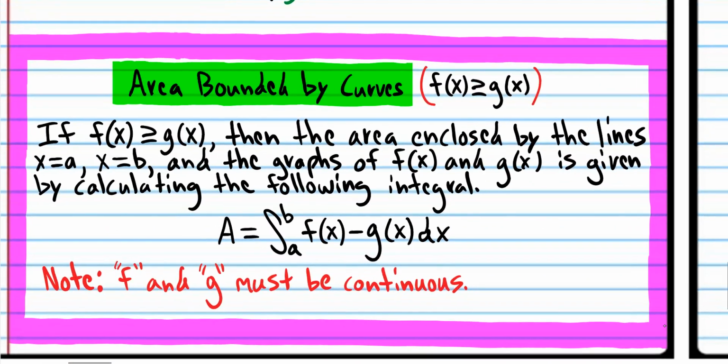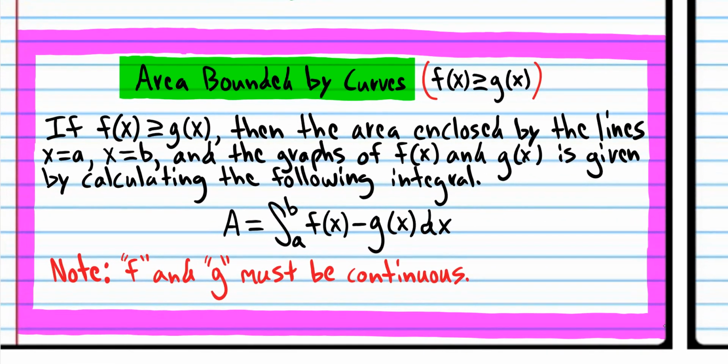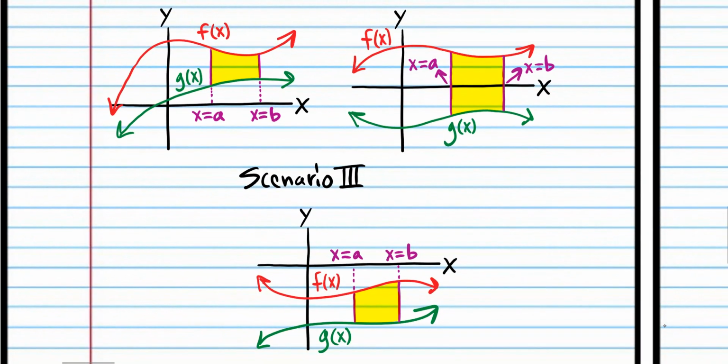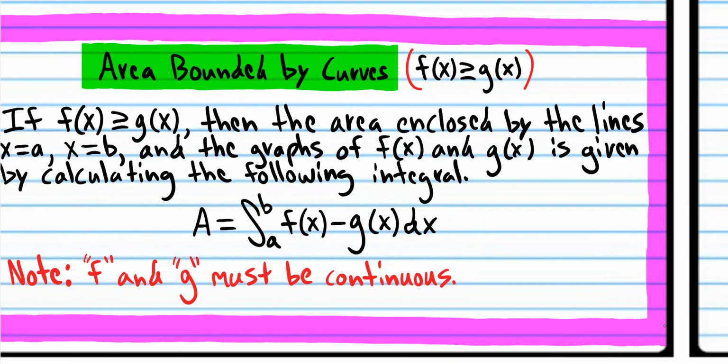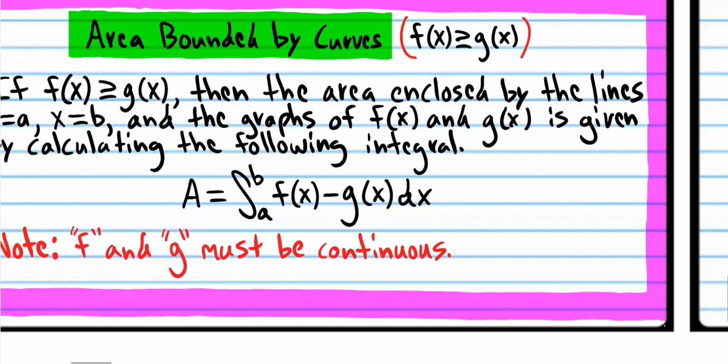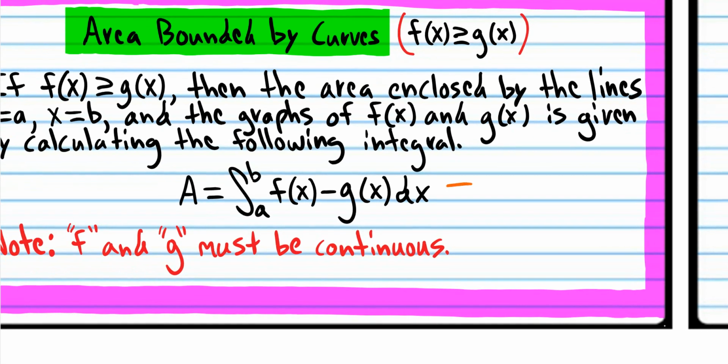And this formula only works if f, or the graph of f, is above the graph of g. Notice that in all these examples, the red graph f of x is above the graph g of x. Now you could use this formula if the graph of g of x were above the graph of f of x, but you would just have to modify it a little bit. You would have to do this orange work here.